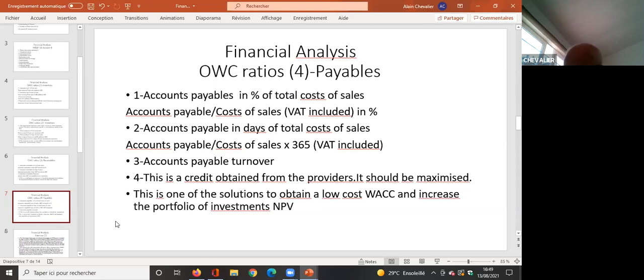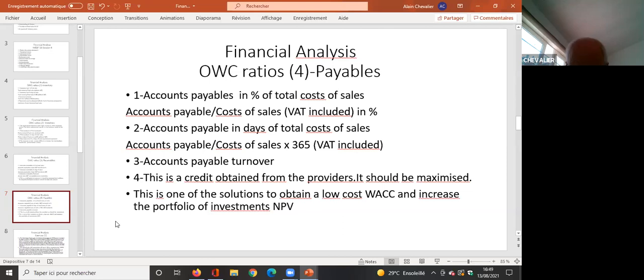If you want to take a popular measure, you have to reduce this credit, but to reduce this credit is also to reduce the financial resource coming from the operating working capital. So it's like for receivables, you have to balance the arguments pro and con for the workers.